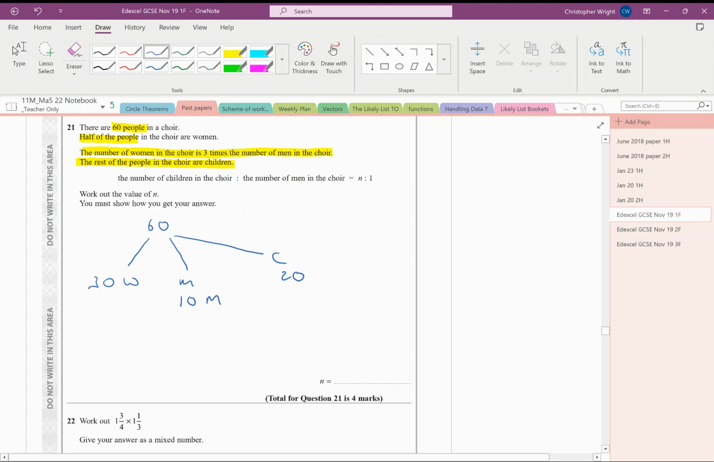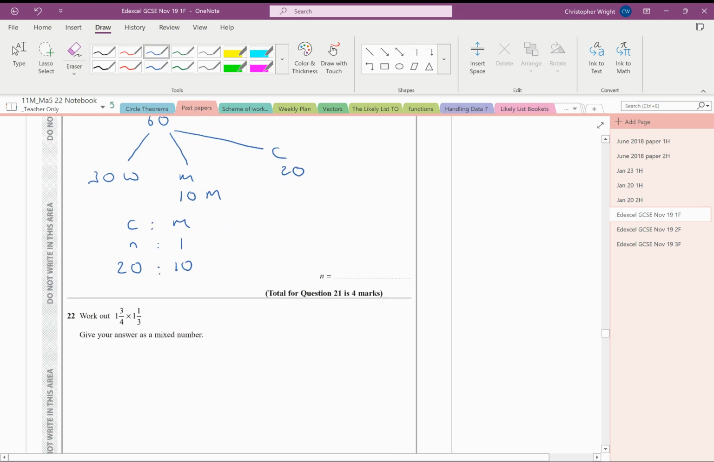The number of children in the choir to the number of men in the choir is n to 1. Well, the number of children is 20, and the number of men is 10. So it's 20 to 10, which is the same as 2 to 1. So n must be 2.